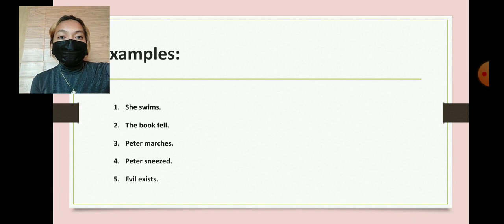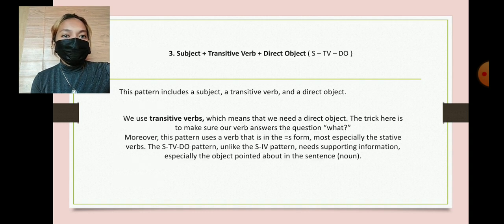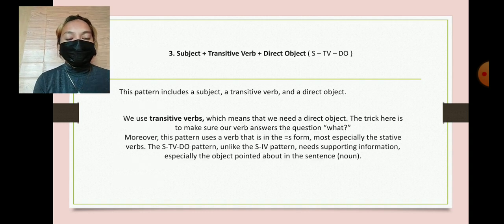So we have two words, but it already expresses the complete idea, right? So that is sentence pattern 2, which is the subject and the intransitive verb. Let's move on to the third one: subject plus transitive verb plus direct object. This pattern includes a subject, a transitive verb, and a direct object.